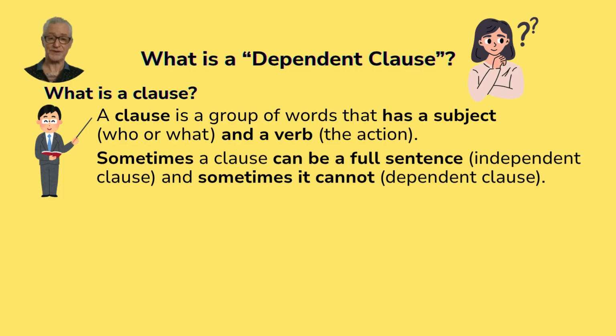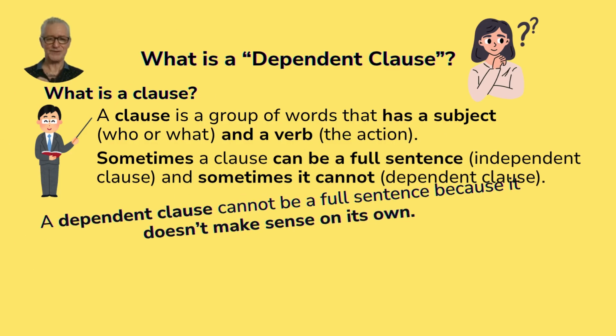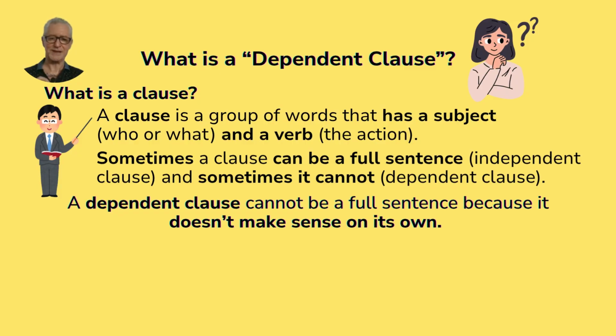It's a complete thought. And sometimes it cannot be a full sentence. This is a dependent clause because it depends on further details to express a complete thought or make sense on its own. So, when a clause is a full sentence, it's called an independent clause. And when it's not a full sentence, it's called a dependent clause. A dependent clause cannot be a full sentence because it doesn't make sense on its own. Let's have a look at an example.